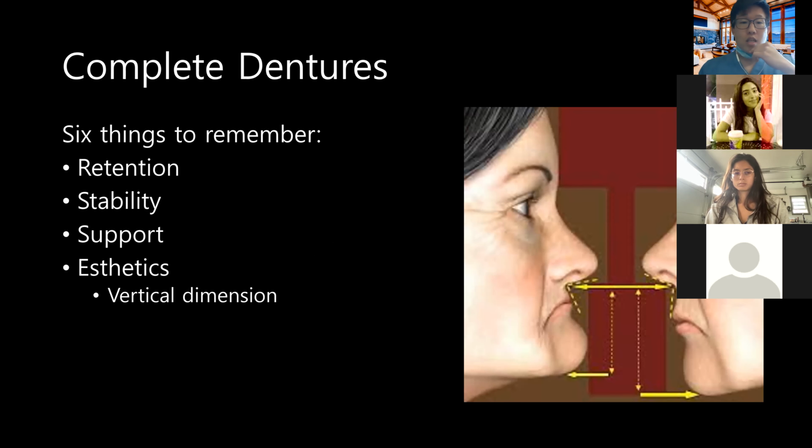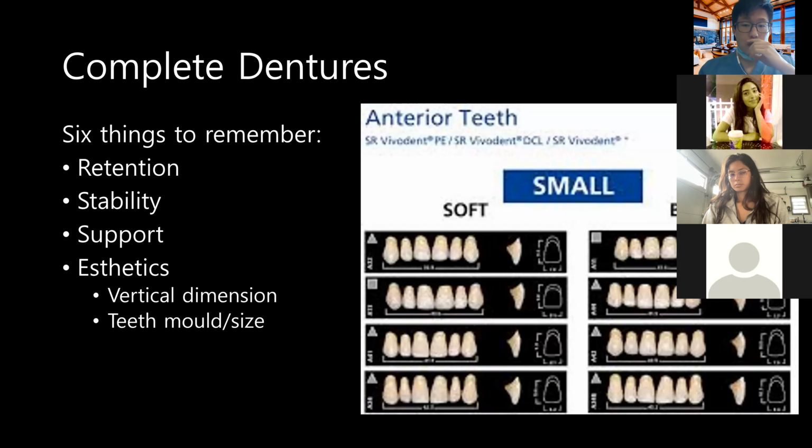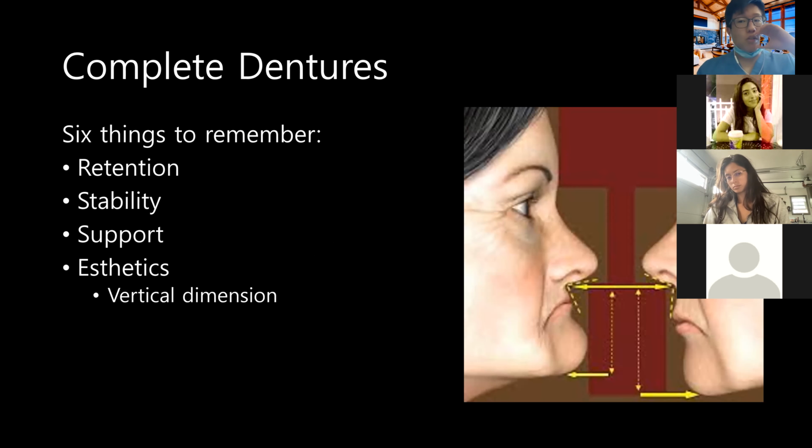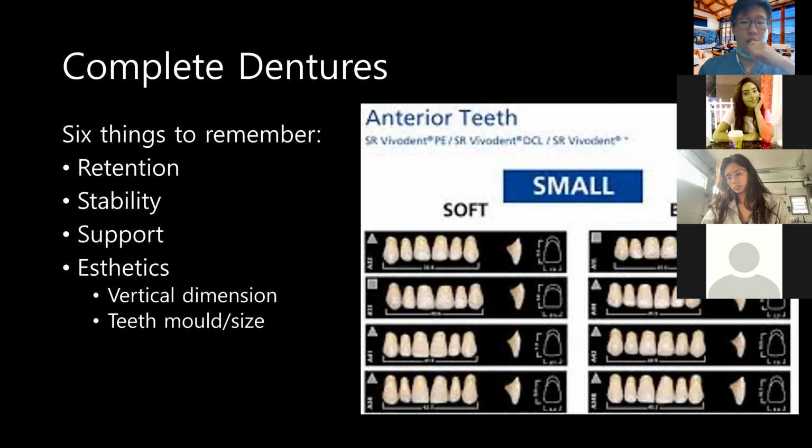Okay, so aesthetics. An important part of aesthetics is the vertical dimension. Obviously, the denture patient's vertical dimension is closed, overclosed, and you have to restore it back to normal vertical dimension. And another aspect of aesthetics, you have to choose the right teeth for the patient based on the patient's smile line, and the patient's gender and personality and things like that.